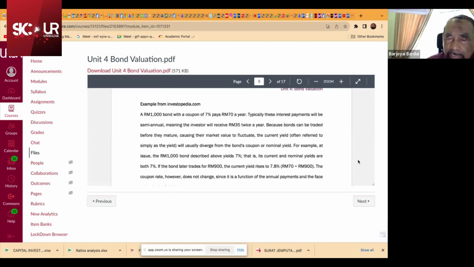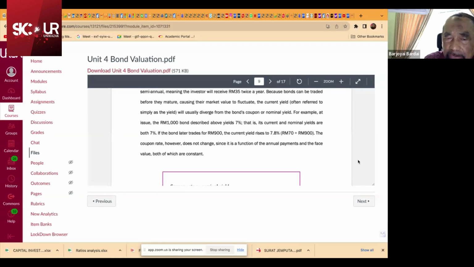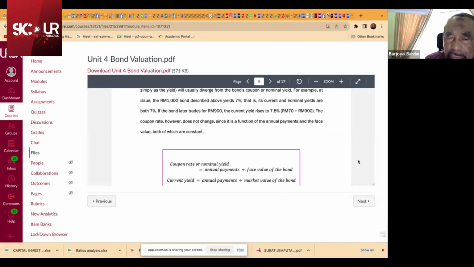If the bond later trades for 900 ringgit, then the current yield has risen from 7% to 7.8% because it is now 70 ringgit per annum over 900 ringgit. So the coupon rate, however, does not change since it is a function of the annual payment and the face value, both of which are constant.